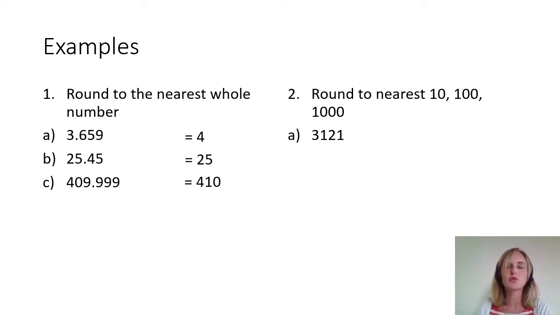Okay, so rounding to the nearest 10, 100 and 1000. We can't just drop digits off and not use them when it's rounding to tens, hundreds and thousands. We've got to replace our rounding values with zeros to hold everything at the correct place value. So 3121 to the nearest 10. The tens column is this second column here.